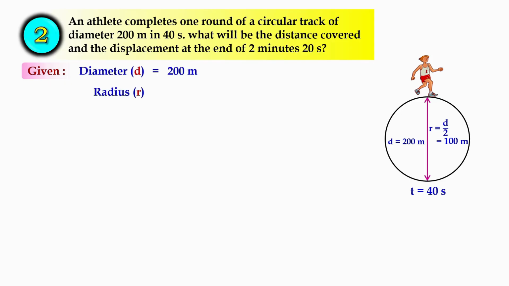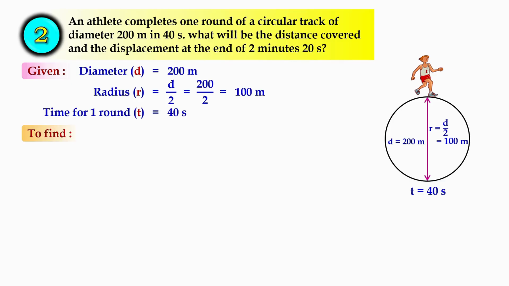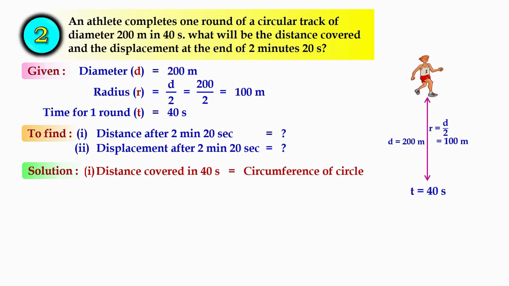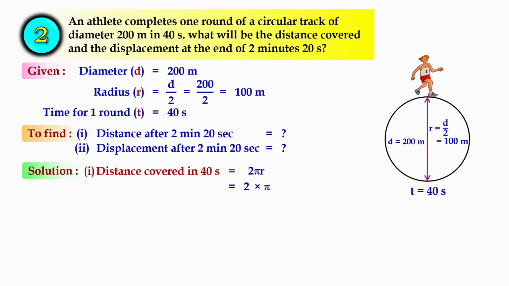We need to find two things. First, the distance covered after 2 minutes 20 seconds. Second, the displacement after 2 minutes 20 seconds. Let us start by calculating the distance covered in one round. The distance covered in one round of a circular track is equal to the circumference of the circle. The circumference of a circle is 2 multiplied by pi multiplied by the radius. Substituting the value of radius, we get 2 multiplied by pi multiplied by 100, which is 200 pi meters.